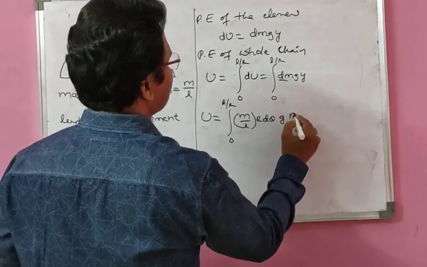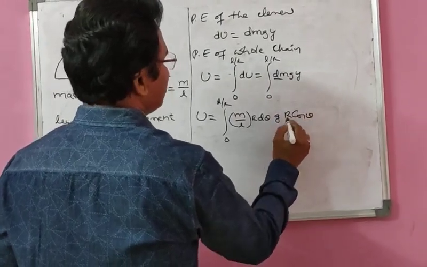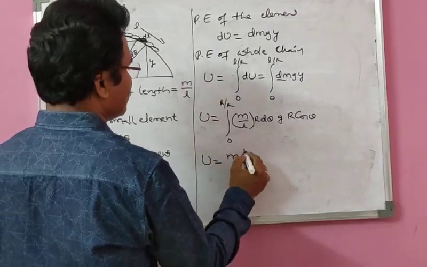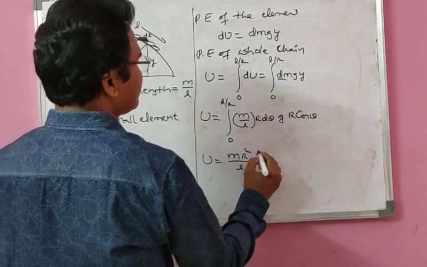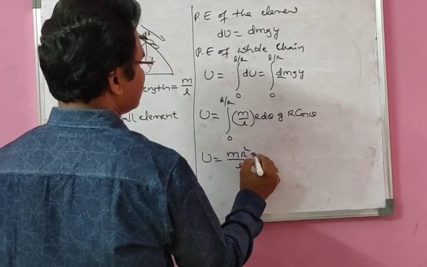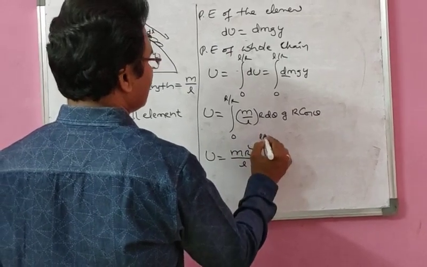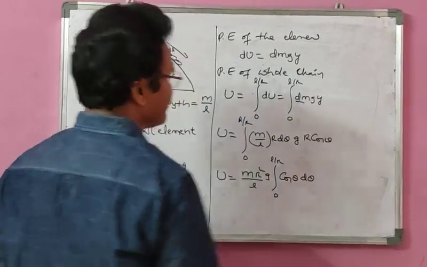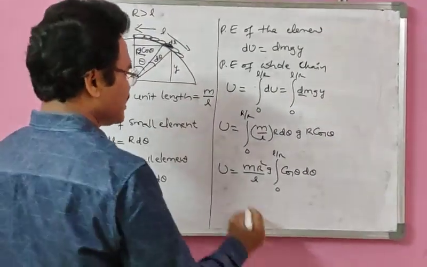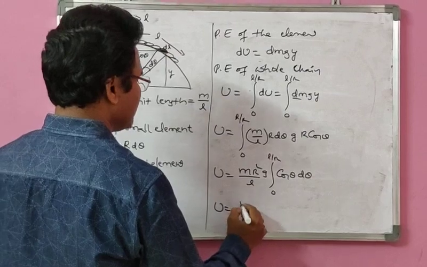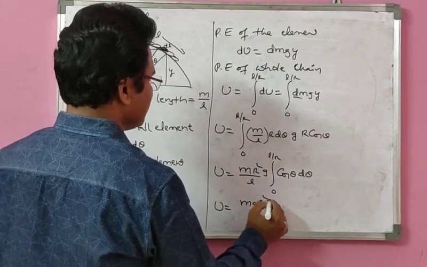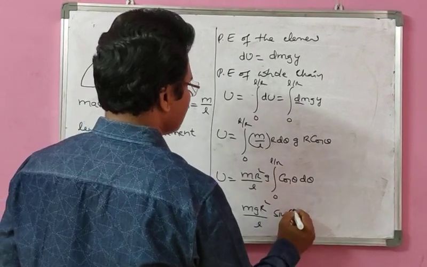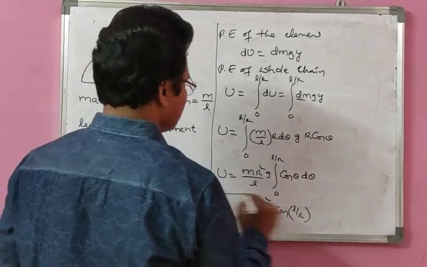G, y means we can write r cos theta. So m r square by L, g also there. Integral from 0 to L by R cos theta d theta. Cos theta integration is sin theta. So we are going to get mg r square by L sine of, if you apply these limits, L by R.